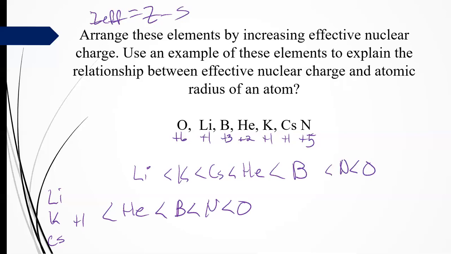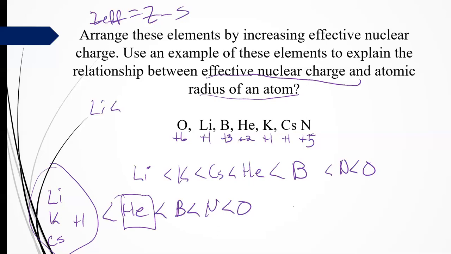It asks us to explain the relationship between effective nuclear charge and atomic radius. There are two groups we can talk about. We don't necessarily have to focus on the alkali metals, because their explanation for the radius is not tied in with Z effective. And for helium, we don't have to talk about its size because it's in a different group. We can just focus on the ones in the same period: lithium, boron, nitrogen, and oxygen.